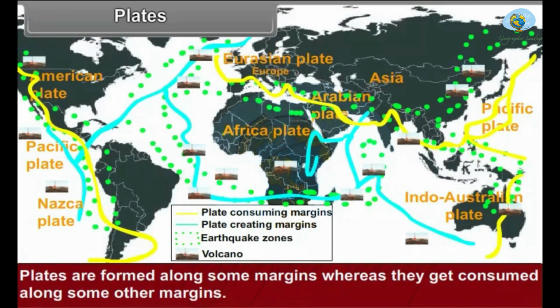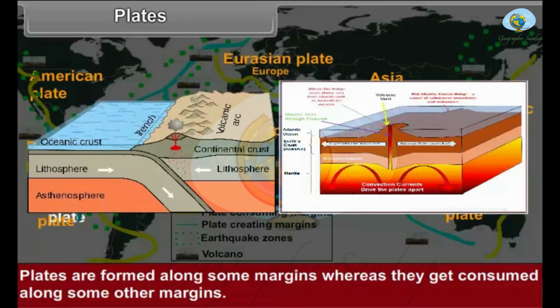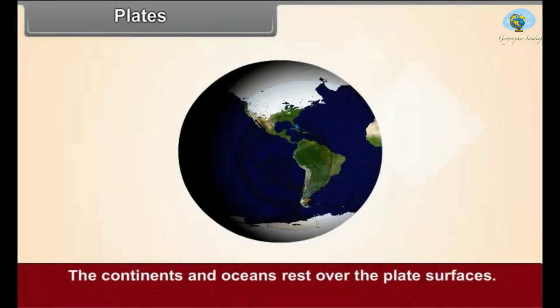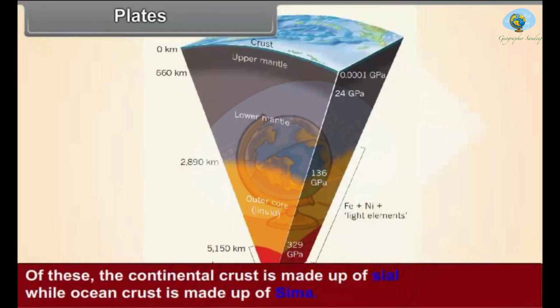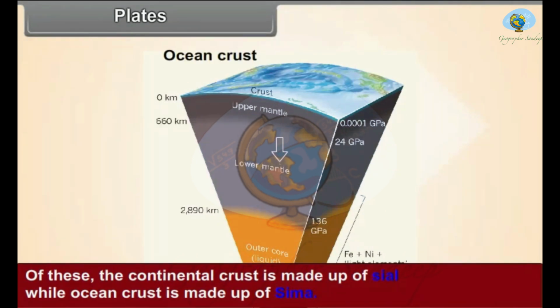Plates are formed along some margins, whereas they get consumed along some other margins. The continents and oceans rest over the plate surfaces. Of these, the continental crust is made up of Sial, while the ocean crust is made up of Sima.